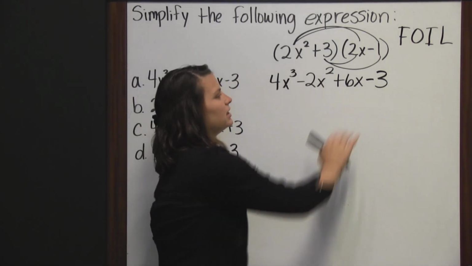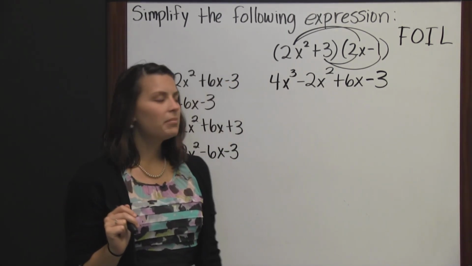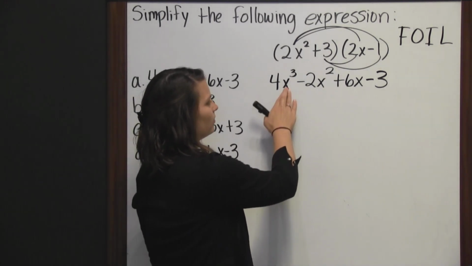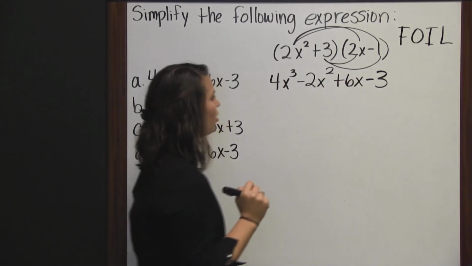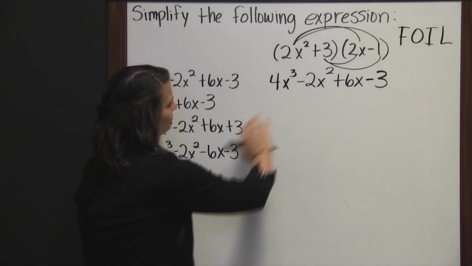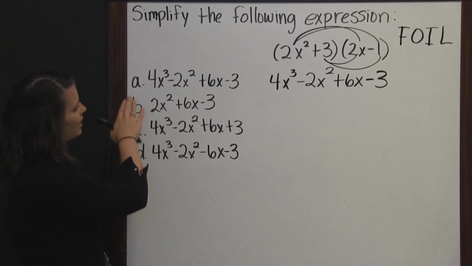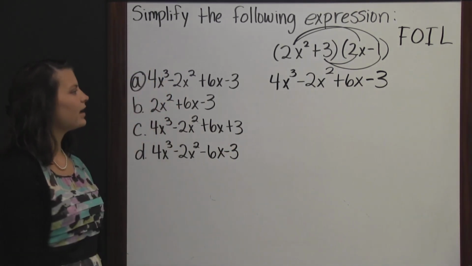Then we'd want to look and see if we had any like terms to combine, and we don't. We have a cubic x term, a squared x term, an x term, and then just a constant. So that's our answer, which matches answer choice A.